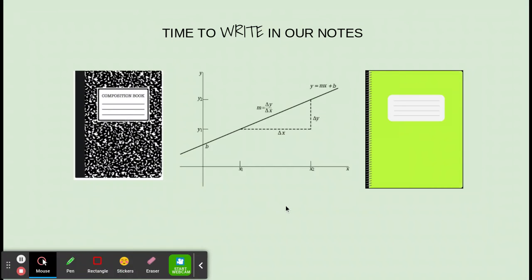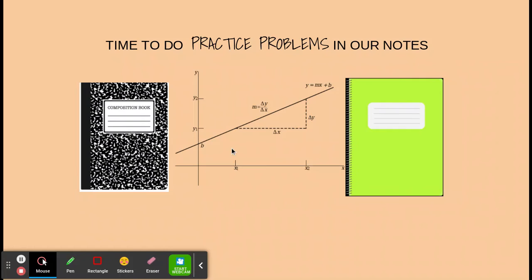All right, time for you to quickly write in your notes describing what graphs of parallel lines have in common. And now time to do 3 practice problems.